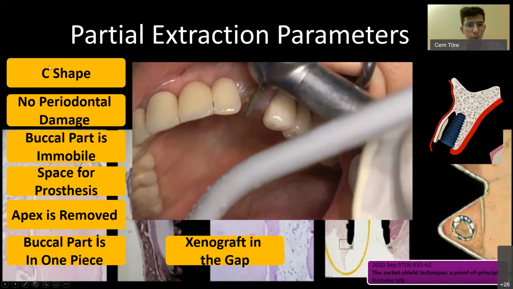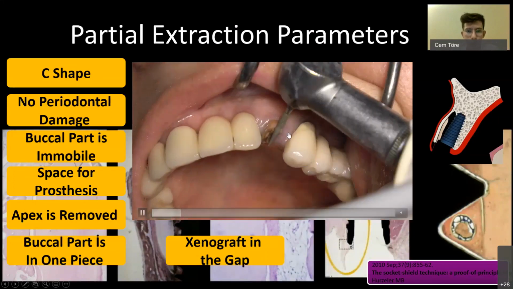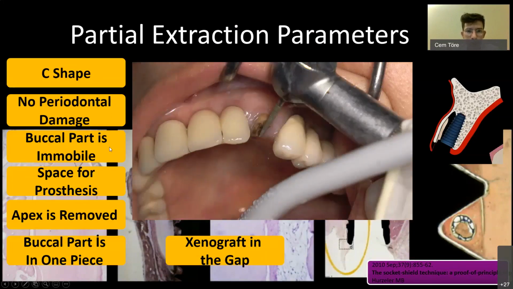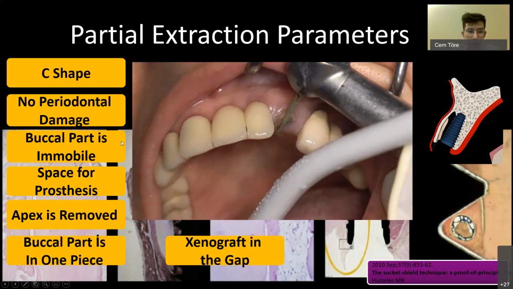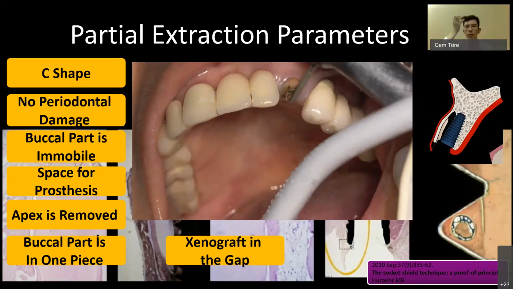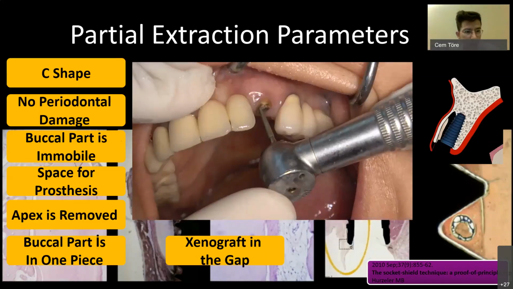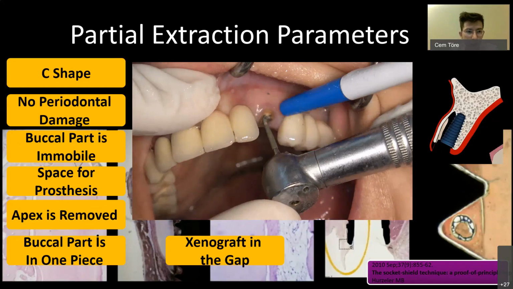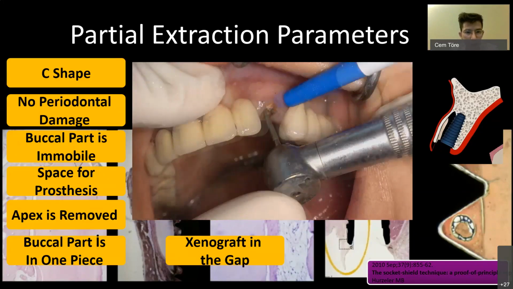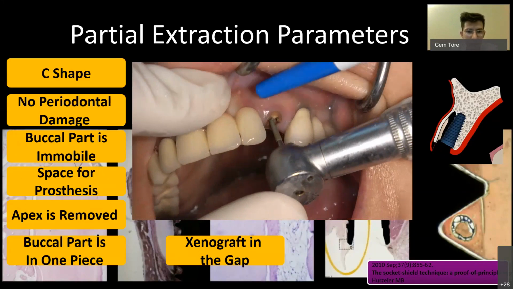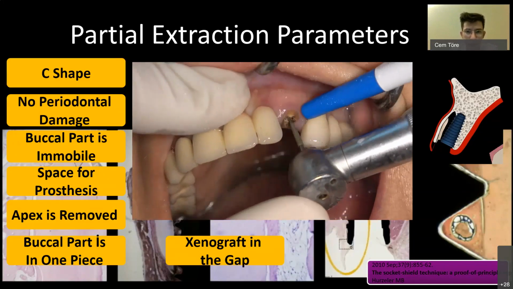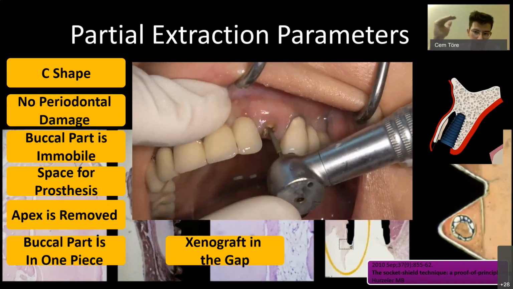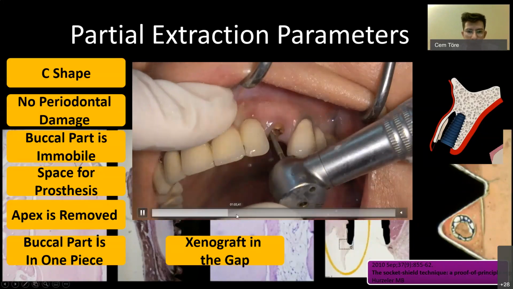We create a C-shape of the buccal tooth. We remove the rest. We make sure the part we leave in is immobile. The tooth does not have any periodontal damage or periodontal infection in the beginning. We make sure there's space for our prosthesis. We make sure the apex of the tooth is in the part we have removed. And once again, we fill the gap with xenografts. The gap between the implant we have placed on the palatal side and the partial tooth we have left in the buccal side.